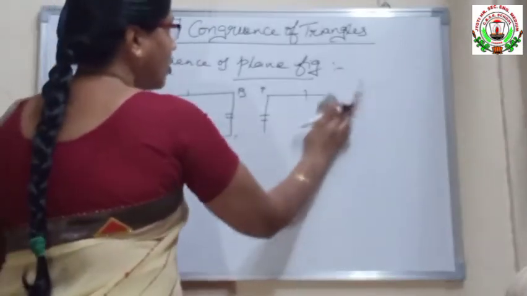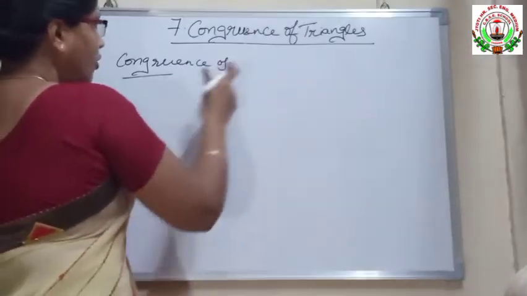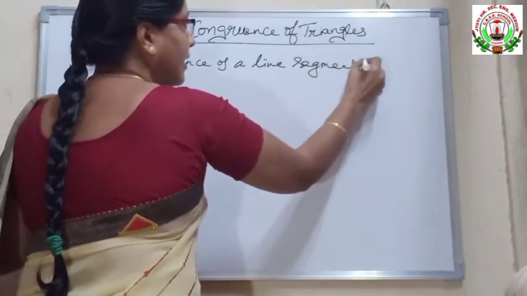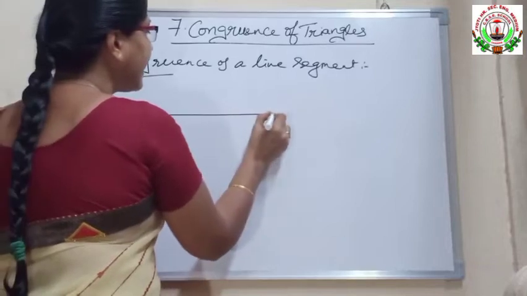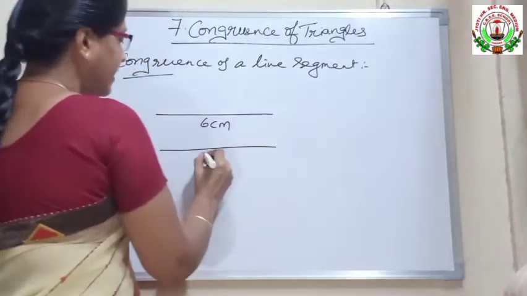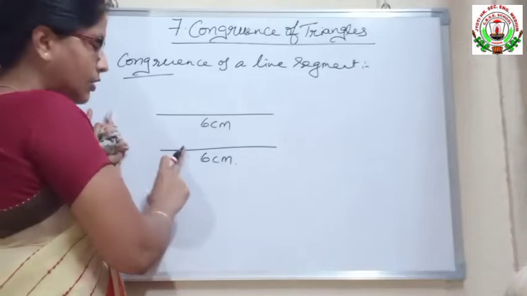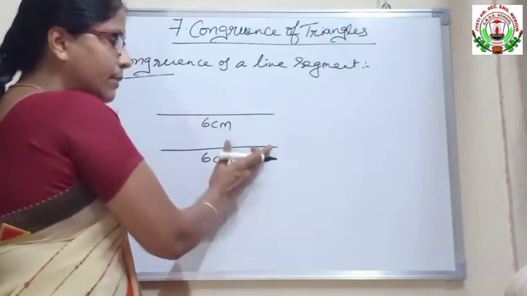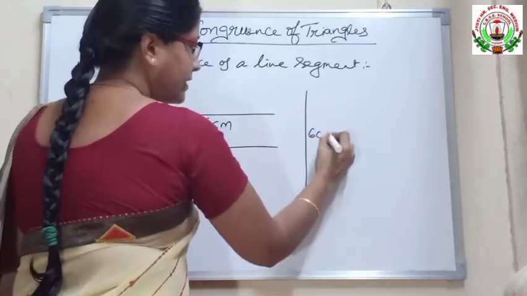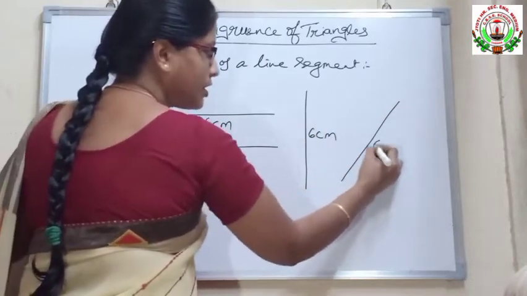I can take the congruence of a line segment also. Congruence of a line segment means when I take a line segment of 6 centimeters, and the same line, 6 centimeters, these two line segments are congruent to each other. No need that the second line segment should be like this only. It can be like this also, 6 centimeters. Otherwise it can be in a slanting position, 6 centimeters.